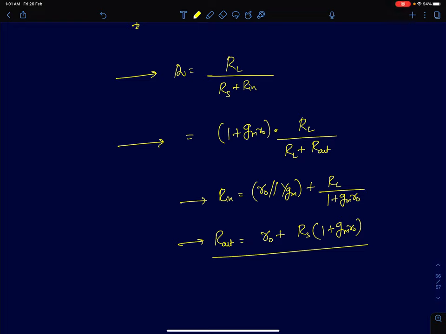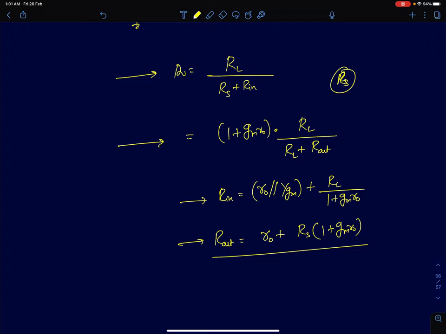I told you in the beginning itself that the expressions do get a little more complicated once we include R0 in the analysis. The important thing to see here is that for a common gate amplifier, the major source of gain reduction is Rs. Because of the finite source resistance, you will end up having a lower gain in a common gate amplifier. Your source resistance is the main culprit which reduces the gain in a common gate amplifier.